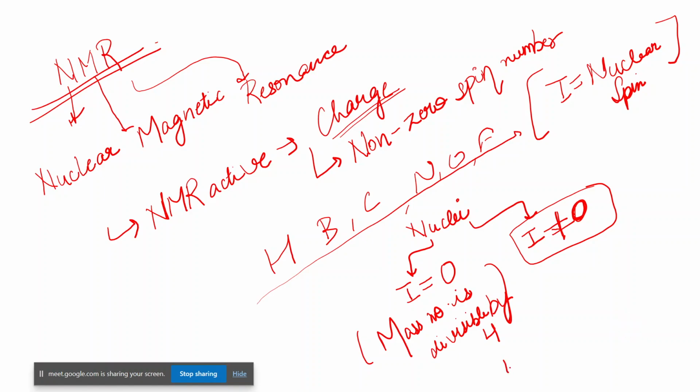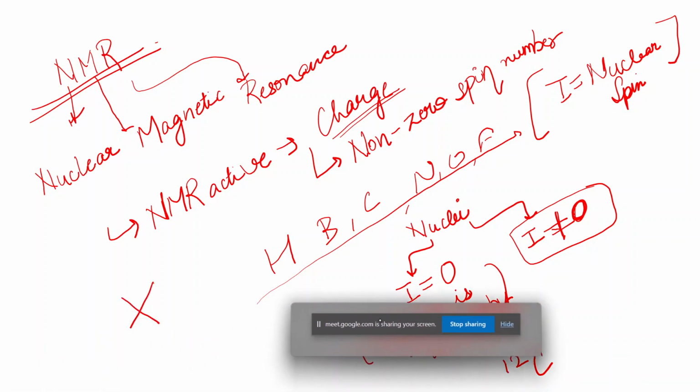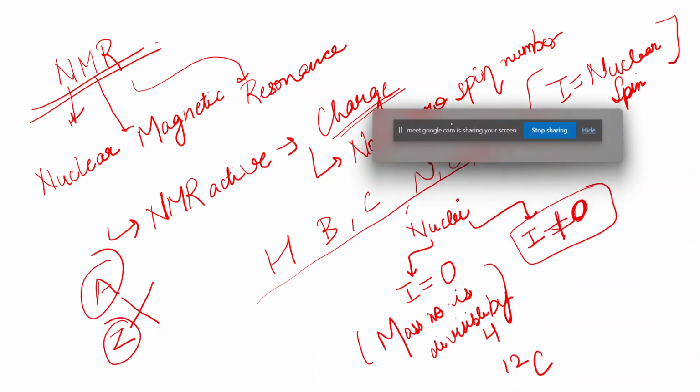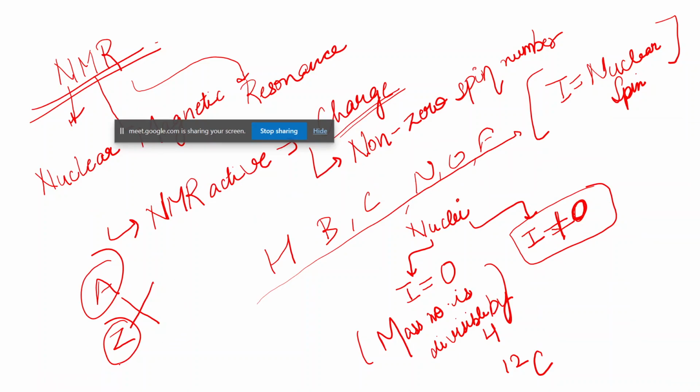Suppose for carbon 12, for an element we represent, suppose some element by X, here we represent the atomic number and here we represent the mass number. So Z is your atomic number, A is your mass number for any element X. So here it's 12C, that means the mass number is 12. Also you can easily divide it by 4. So as the mass number is divisible by 4, for carbon 12, the I will be 0. So we can say 12C is NMR inactive.